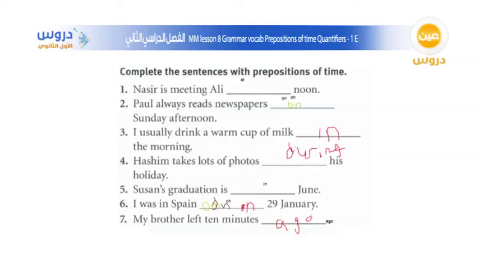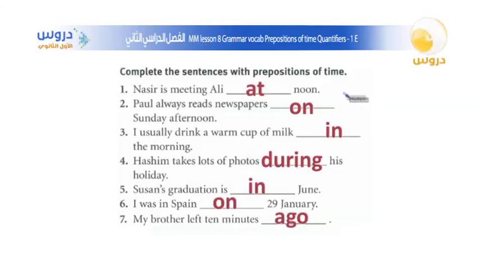So let's see the answers, ladies. Number 1, at. Number 2, on. Number 3, in. Number 4, during. Number 5, in. Number 6, on. And number 7 is ago. So all of you are correct, and you deserve this. This is for Ala, this is for Fatma, Mona, Hiba, and this is for the supervisor. Okay, thank you. Let's go to the next slide.